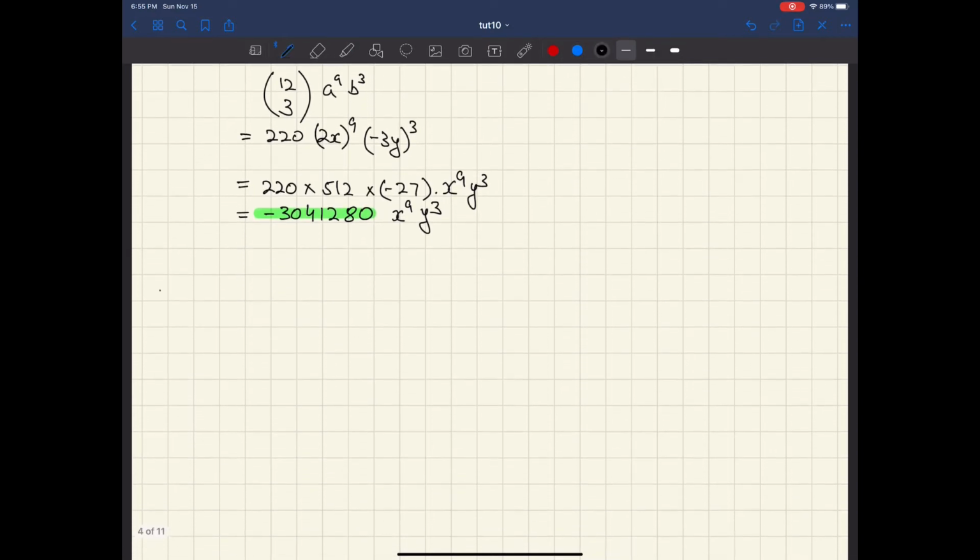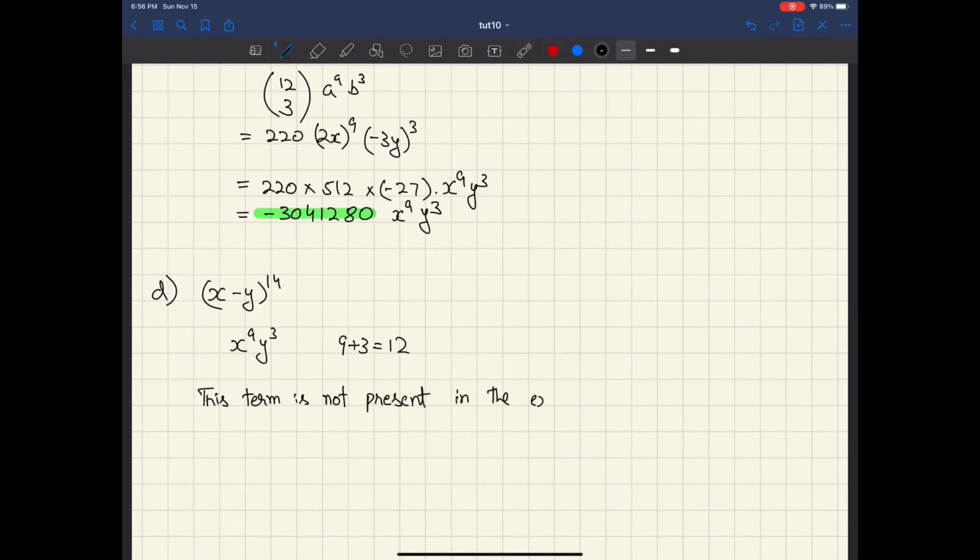Now moving on to the next question. It is (x minus y) to the power 14. Now, since we wanted to find the coefficient of x to the power 9, y to the power 3, 9 plus 3 is 12, which is not equal to 14. Therefore, this term is not present in the expansion of the above polynomial. Always, the powers of x and y, when you add them, should be equal to n, which is the power of the polynomial.